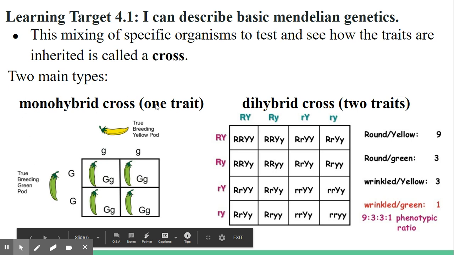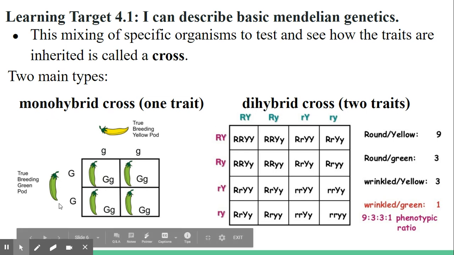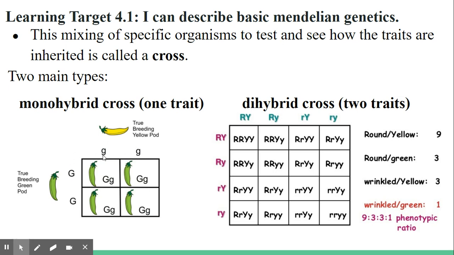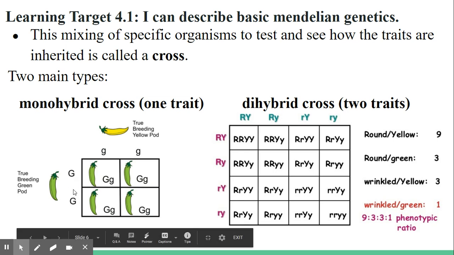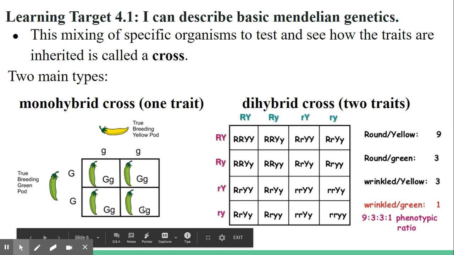Now there are two main types of crosses: a monohybrid cross and a dihybrid cross, mono being one trait and di being two traits. In this case, we have a yellow pea pod and a green pea pod. In this cross, the yellow pea pod is recessive, represented with a lowercase g, whereas the green pea pod is dominant, an uppercase G. When it's crossed over, the big G's, or the dominant traits, go across first. So I put a big G in the boxes they are next to, and then the little g's come down.